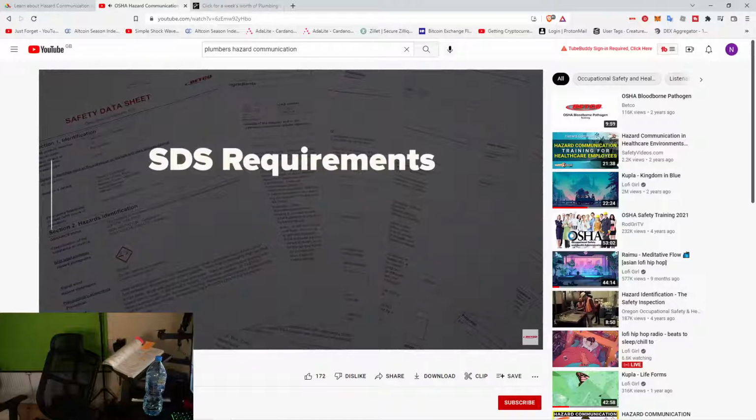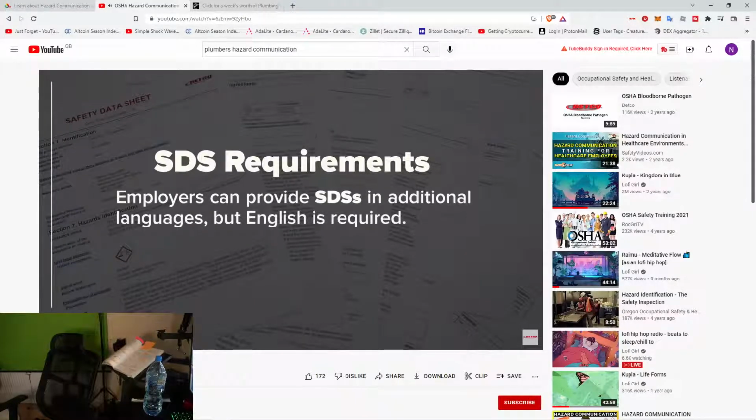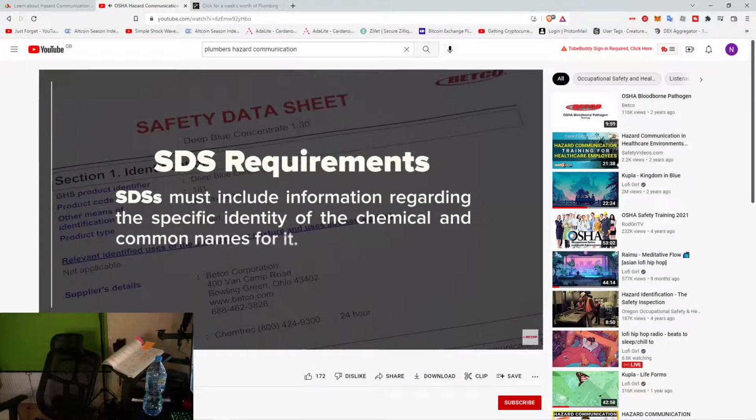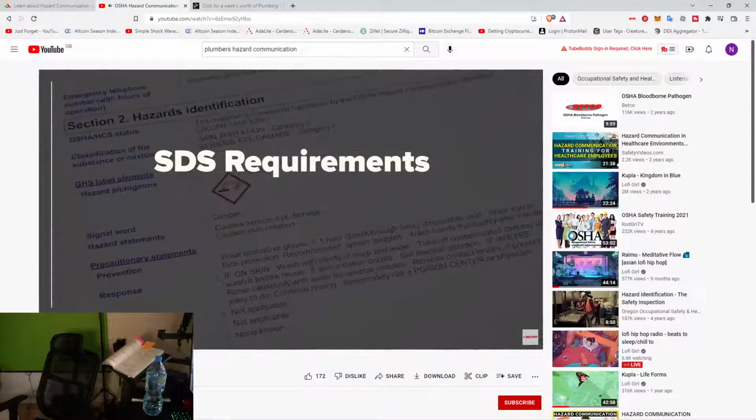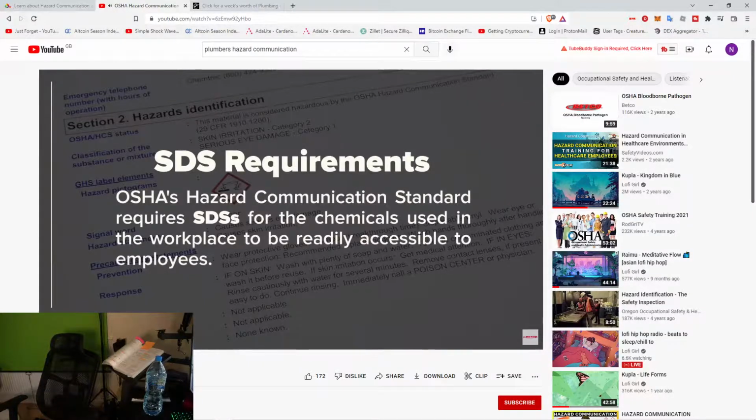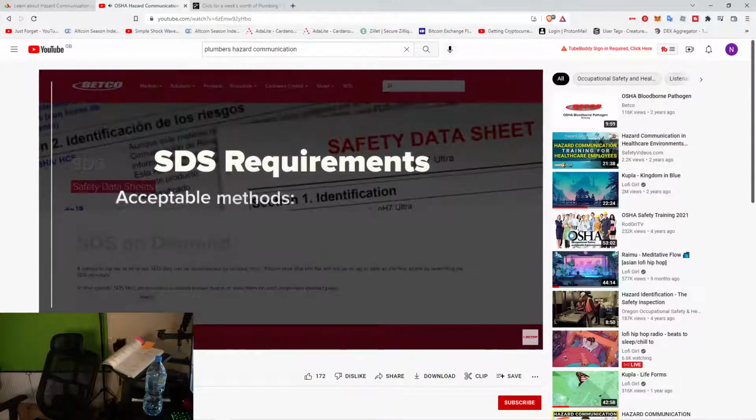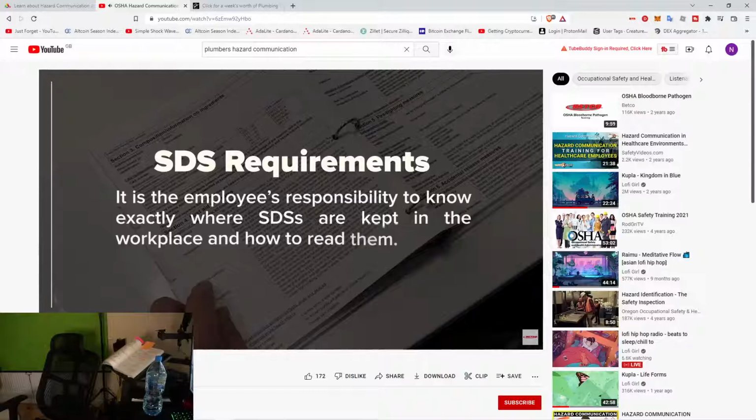SDS requirements. Employers can provide SDSs in additional languages, but English is required. SDSs must include information regarding the specific identity of the chemical and common names for it. OSHA's Hazard Communication Standard requires SDSs for the chemicals used in the workplace to be readily accessible to employees. Acceptable methods: paper copies, online access, etc. It is the employee's responsibility to know exactly where SDSs are kept in the workplace and how to read them.